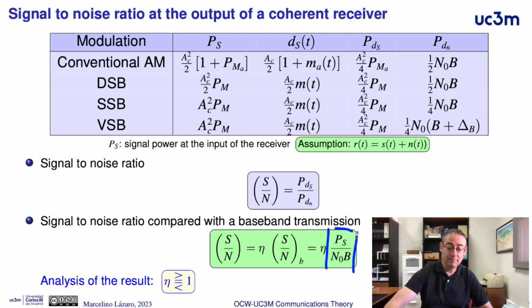the signal-to-noise ratio that we have in a baseband transmission, which is equal to the ratio between the power of the signal at the input of the receiver and N0 times the bandwidth in hertz of the information of the modulating signal, N0 times B in this case. This is going to be the reference that we are going to compare against the signal-to-noise ratio for every modulation.